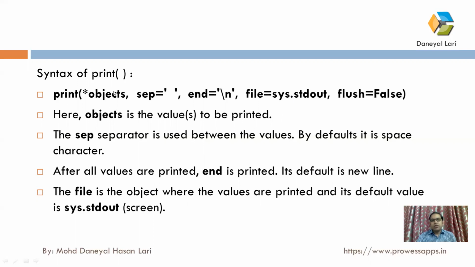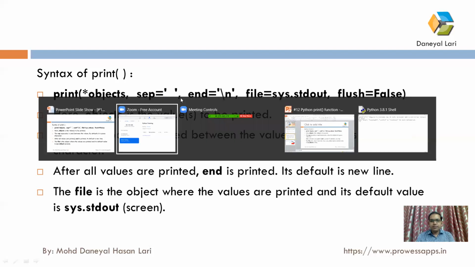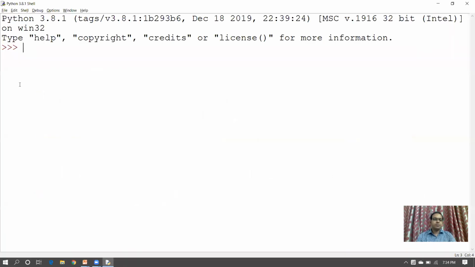So let's see with an example how actually print works and how we can change the arguments according to our requirement. For that, let's open the shell. Suppose you want to print something, variable a is equal to 12 and b is equal to 20. You want to print these values, so you will use print(a, b).